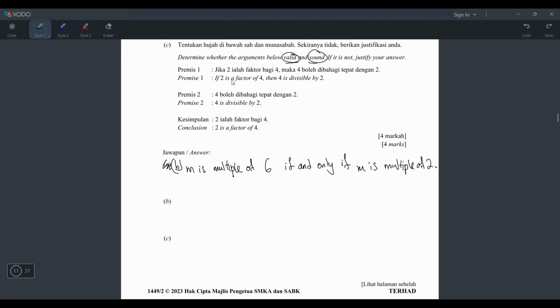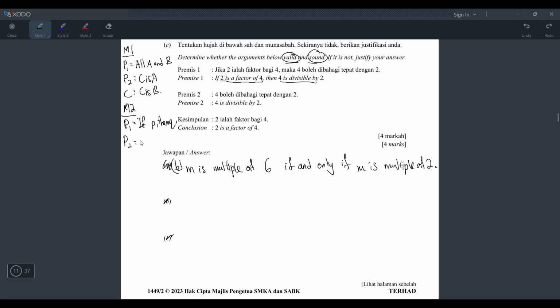So let's see. If 2 is a factor of 4, then 4 is divisible by 2. This is definitely not the first model. It is actually model 2 or model 3. Let's write down all 3 models here. Model 1 looks like this: premise 1, all A are B. Premise 2, C is A. Conclusion, C is B. That's model 1. What about model 2? We have premise 1, if P then Q. This is the format, and you have to remember this format.